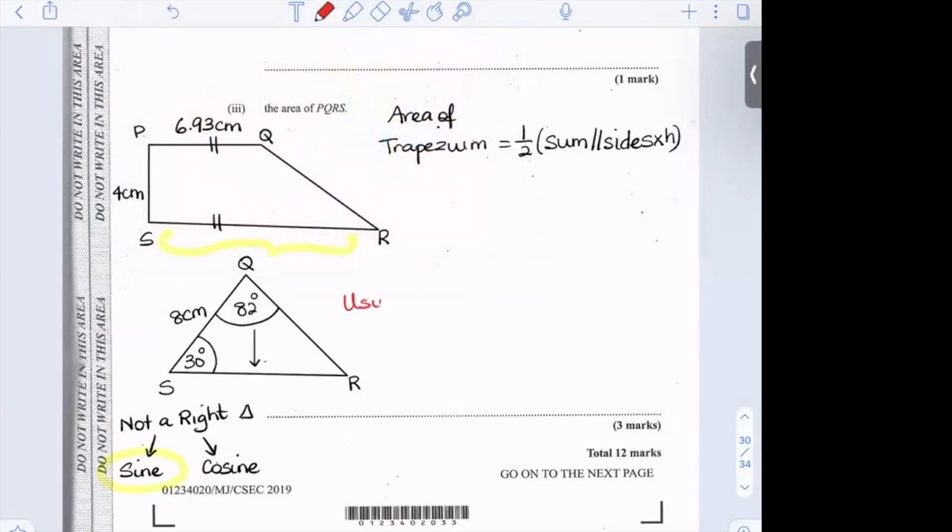So using the sine rule, and the sine rule says a over sine A is equal to b over sine B. So SR over sine of the angle, which is 82, is equal to, but we have to find this angle. Find this angle for me, because this angle is opposite 8. We need that.